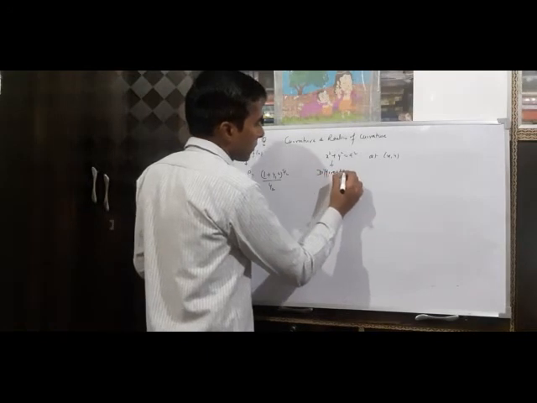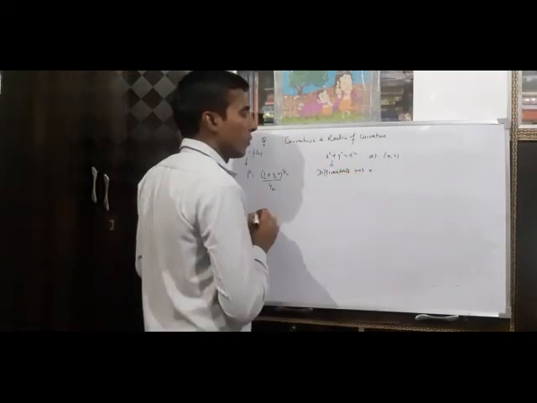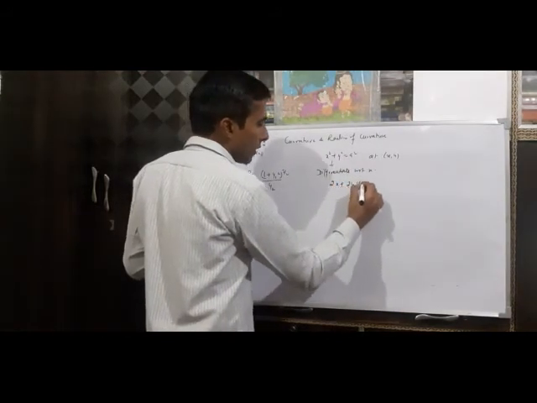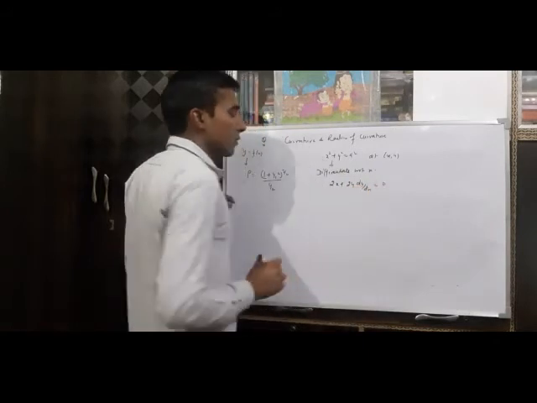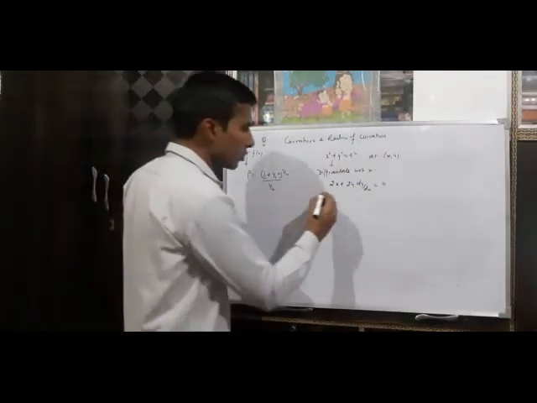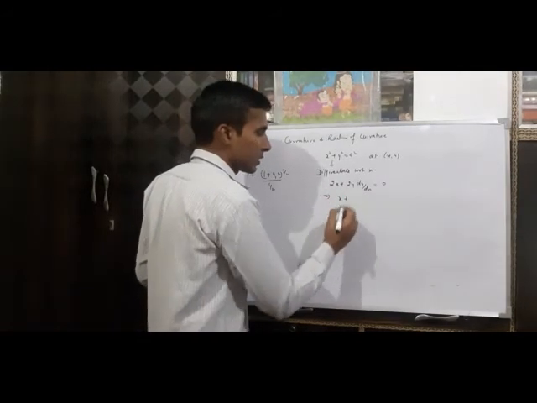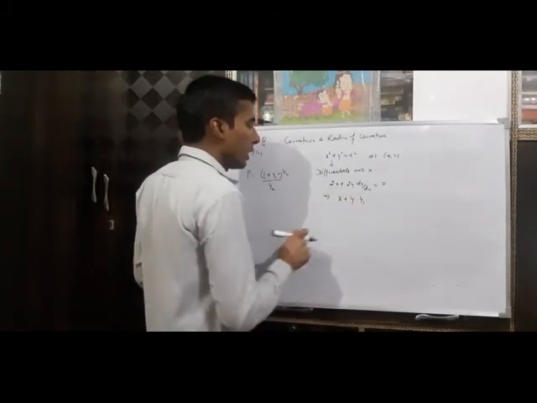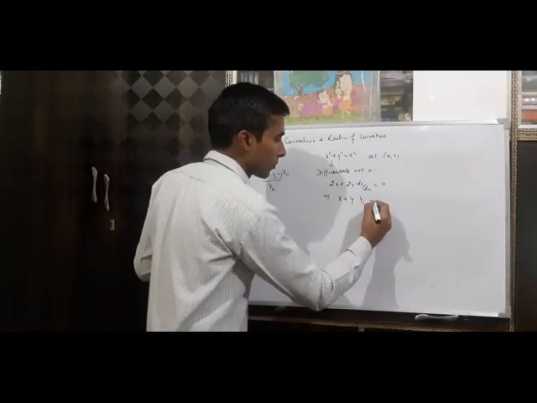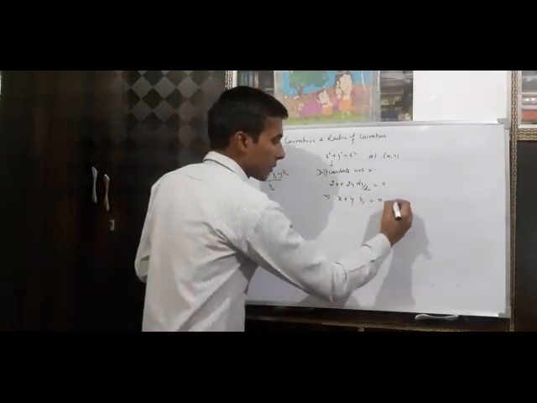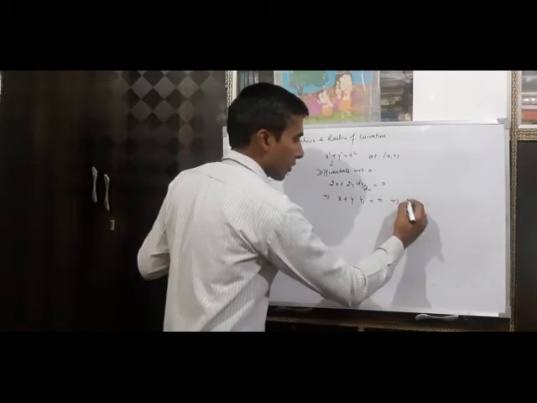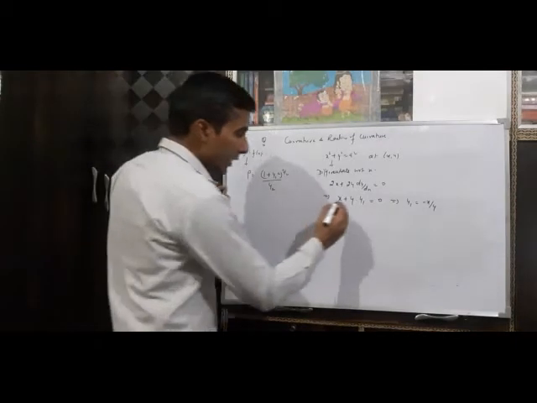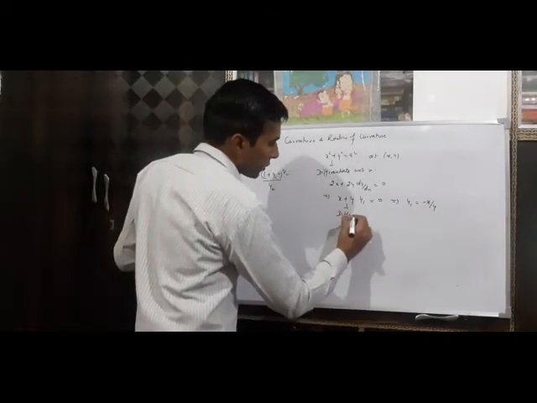both sides with respect to x, what will we get? This is 2x and this is 2y dy by dx, and this term will be 0. So from this we get x plus y into y1, you can say y prime, equal to 0. So from this expression we get y1 is minus x upon y. Now again differentiate this with respect to x.